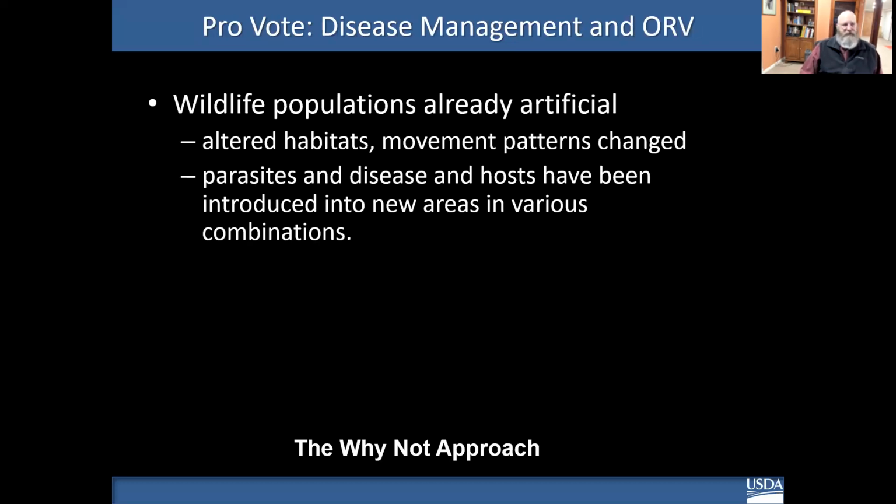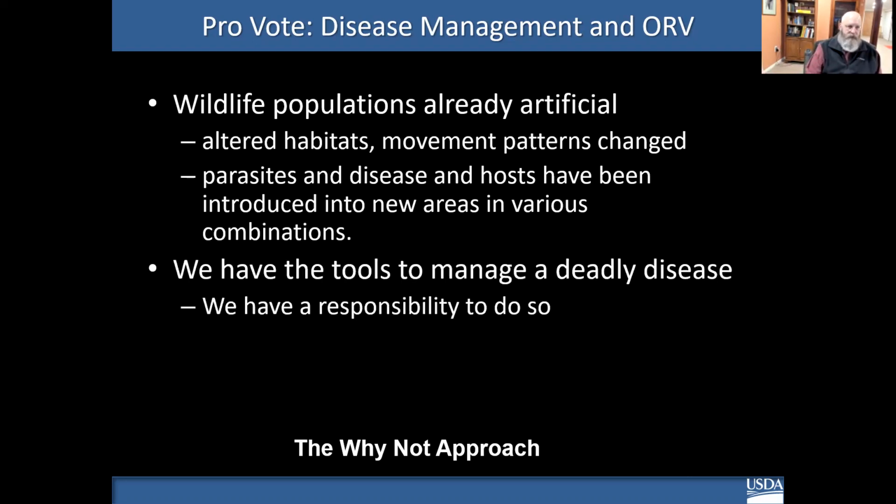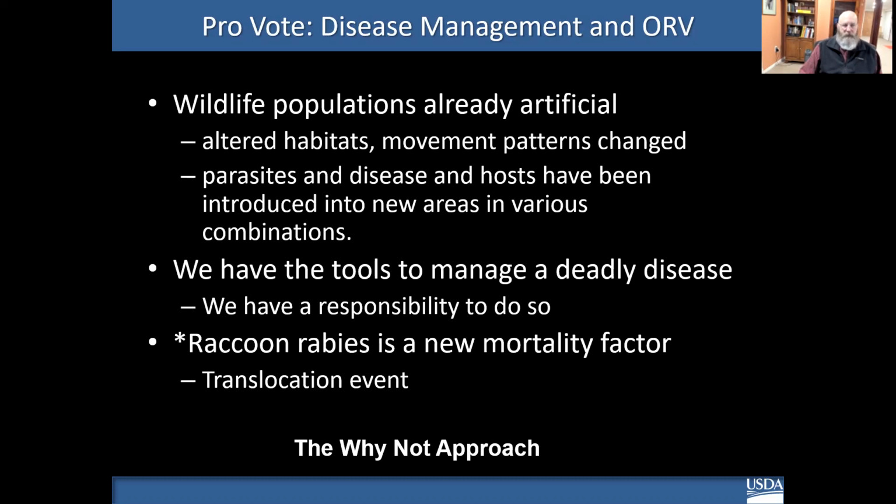On the pro side, we had lots of folks saying wildlife populations are already artificial. They have an altered habitat, movement patterns have changed. We have parasites and all sorts of diseases that have been introduced into new areas in various combinations. And we have the tools to manage the deadly disease, so we have the responsibility to do it. And raccoon rabies, for most of the United States, was a new mortality factor as a result of a translocation event that occurred in the 70s. Now raccoon rabies is all the way up into Canada, but historically, that was never a mortality factor. So that was the why-not approach.